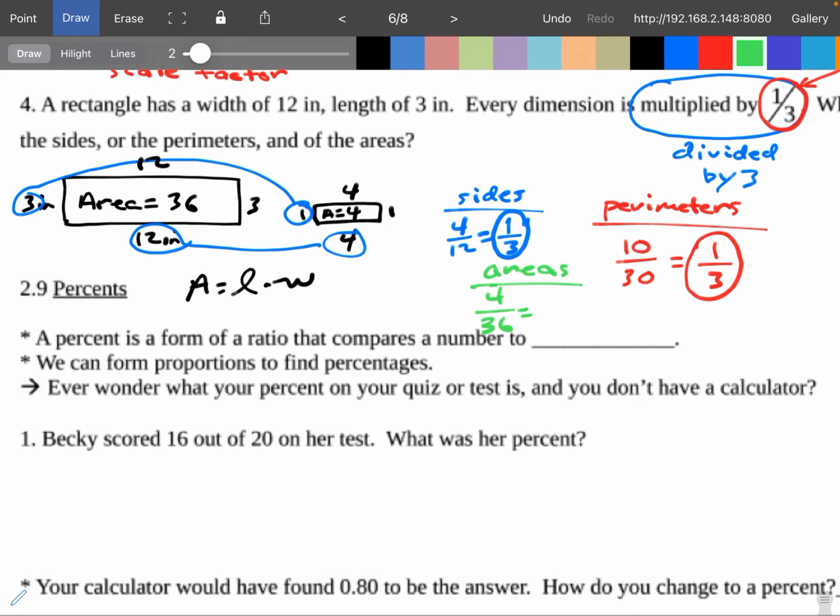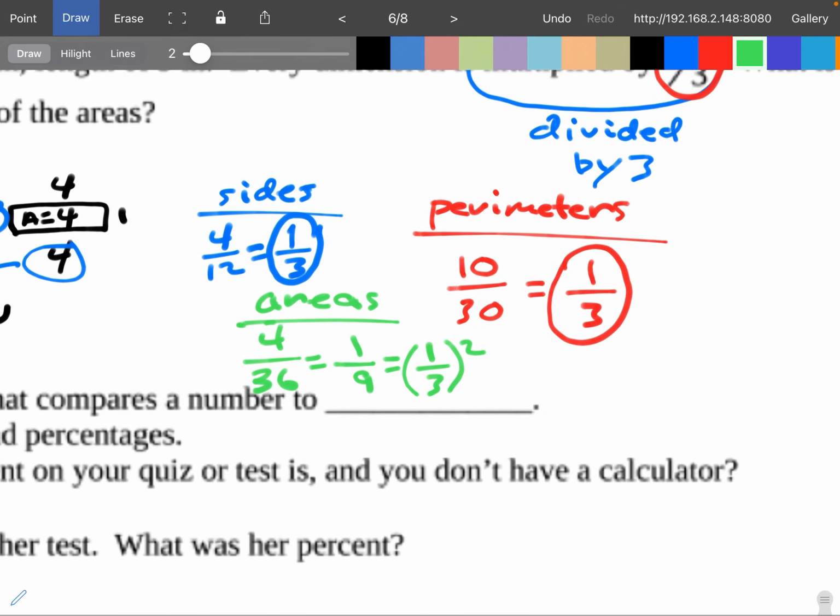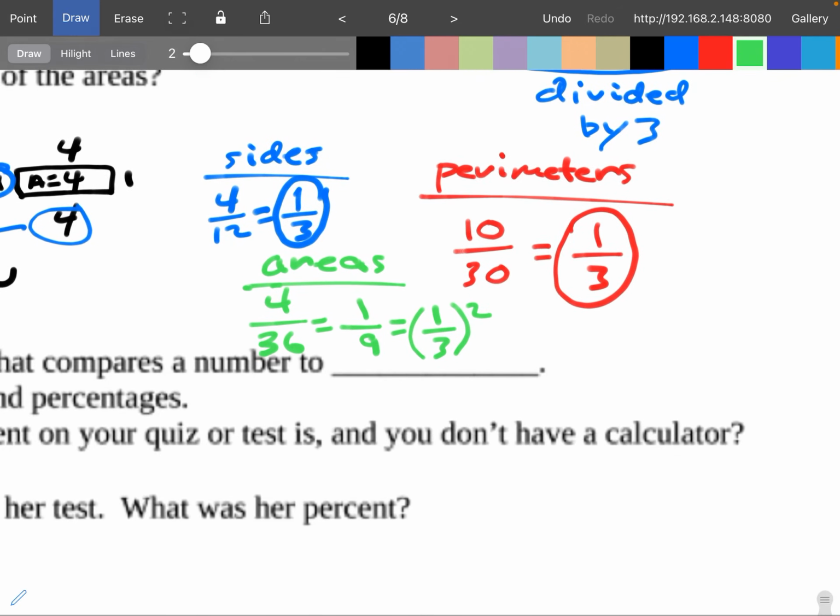That reduces to, divide them both by 4. Yeah, hold on. Well, 1/9. 1/9. Which is the same thing as 1/3. Wait a minute. I don't know why I put a negative there. That's the same thing as 1/3 squared. I'll zoom in on that so you can see that.